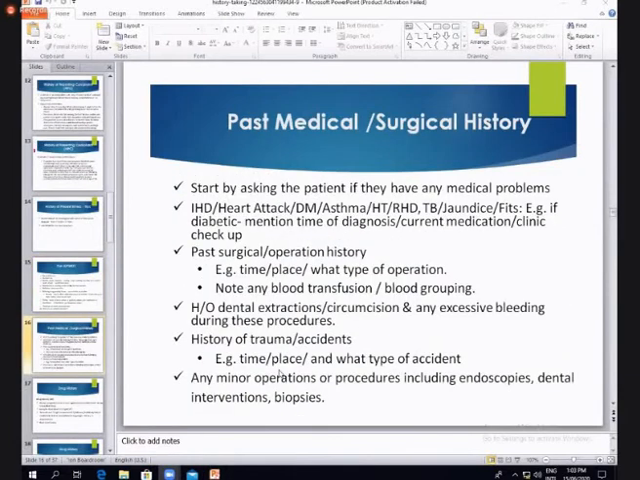I was telling you about the relevant history. The past history of the patient is really very important, because a patient of chest pain is giving you a history of previous coronary artery disease, angioplasty.